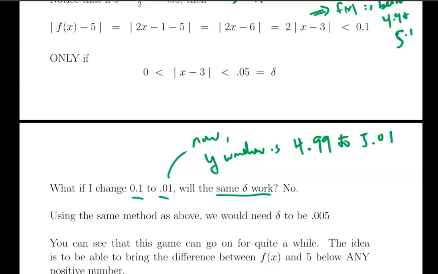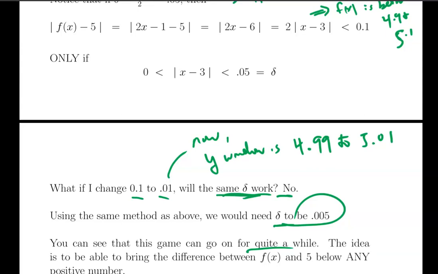Do you think that whatever we came up with, 0.05, that that same delta worked? No, obviously not. And you can run the numbers. You would need to find a new delta. Again, we can work backwards and you would find it to be 0.005. I'll let you guys do that on your own. Now, how long can we play this game? Well, obviously forever. This can go on for quite a while.